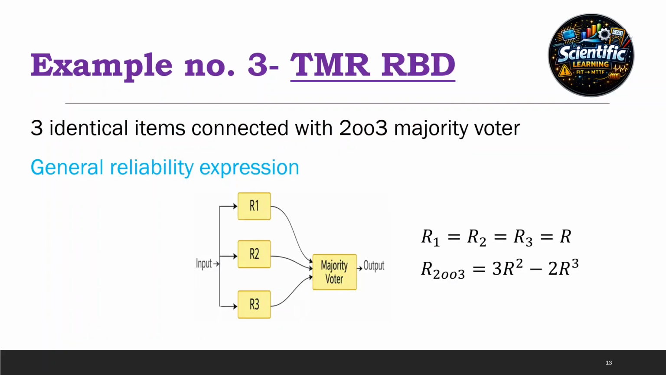So as I mentioned, these are three identical items connected with the 2 out of 3 majority voter, as shown in this figure here. Now since these channels are identical in nature, we can assume their reliability to be R, and for the 2 out of 3 configuration, the reliability formula is shown here, which is obtained from the binomial theorem, and it's a standard formula for the 2 out of 3 type of configurations.